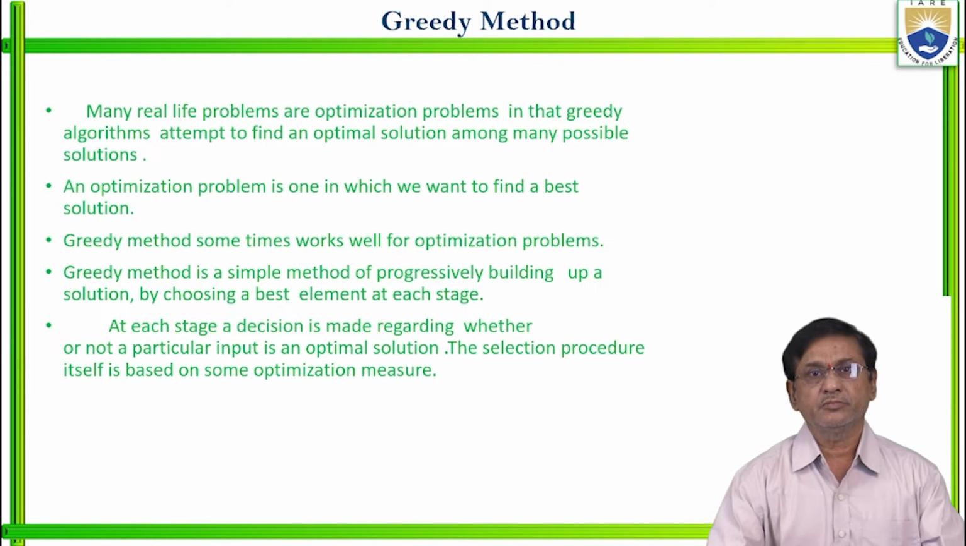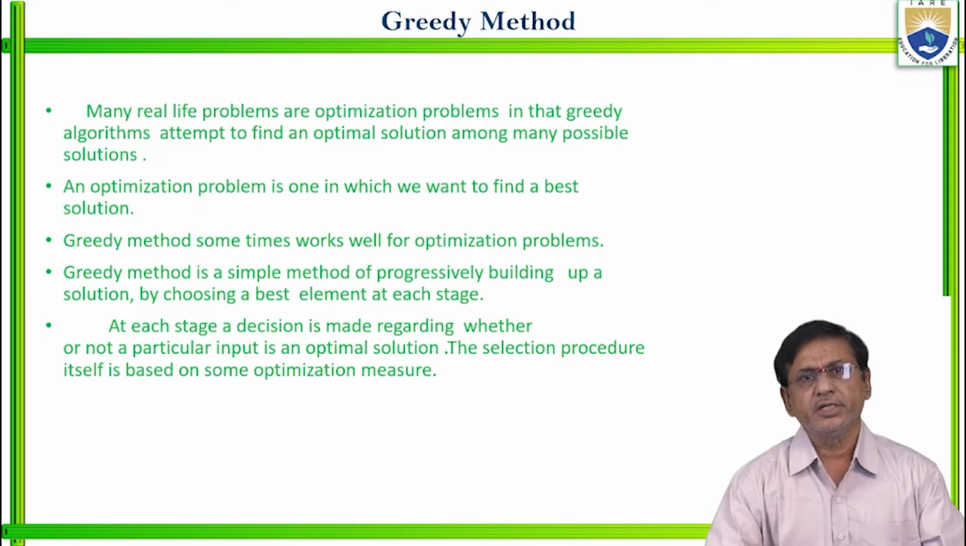Many real-life problems are optimization problems. Greedy algorithms try to find an optimal solution among many possible solutions. An optimum solution is one in which we want to find the best solution. Greedy method sometimes works well for optimization problems.